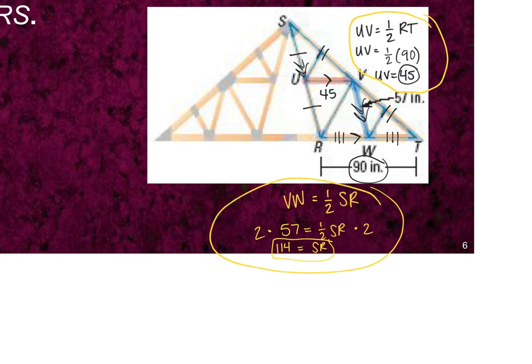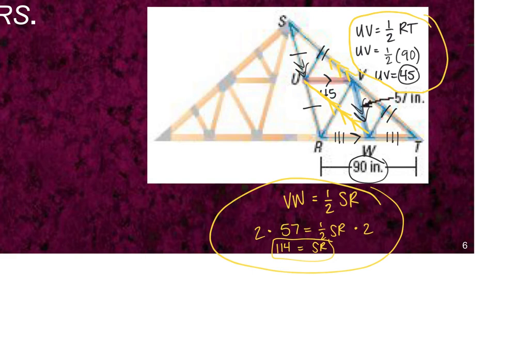What would be the last mid-segment of this triangle? I'll give you a hint: there's no line on it right now. UW. Because it's from midpoint to midpoint, right? So UW would be the last mid-segment. And it's parallel to? ST. It's parallel to ST.